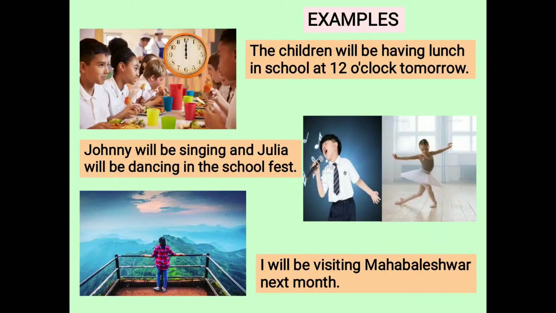Yes, in the second sentence you see two parallel actions happening together. Johnny will be singing and Julia will be dancing in the school fest. So a future event is to happen, and during that event two actions are going to occur parallelly. Johnny will be singing whereas Julia will be dancing. So here also we have used future continuous tense.